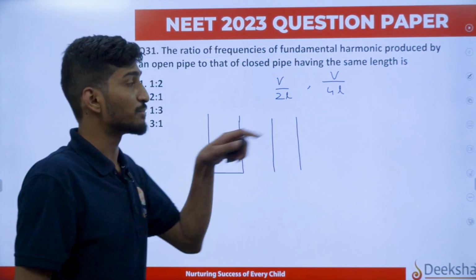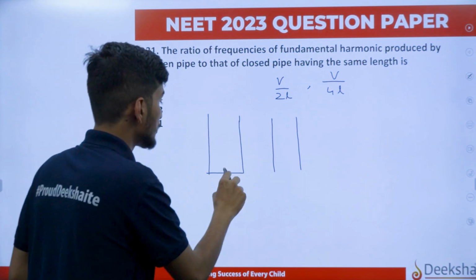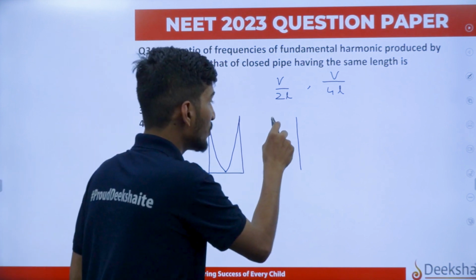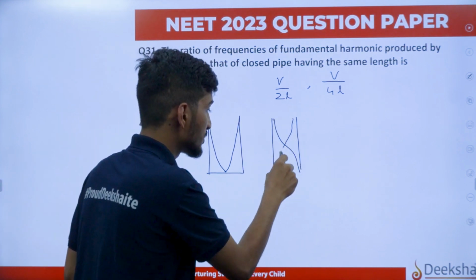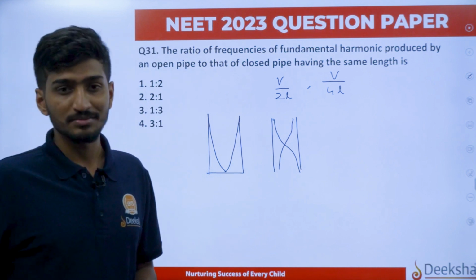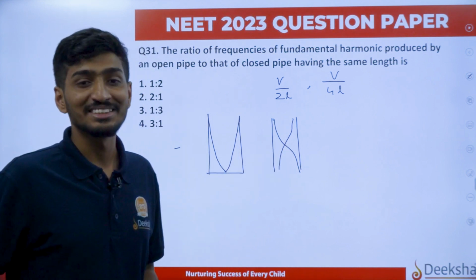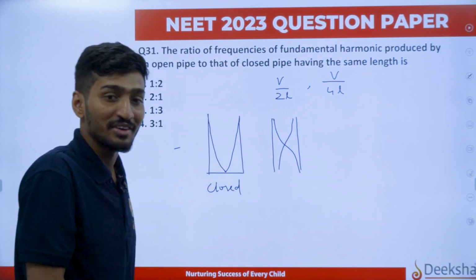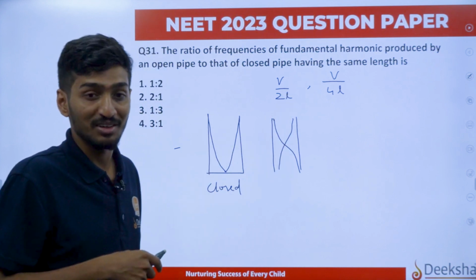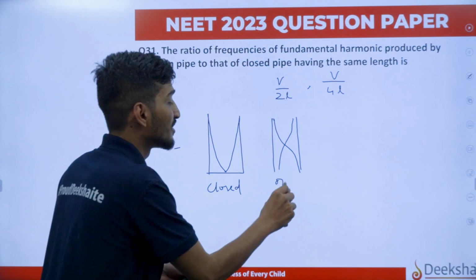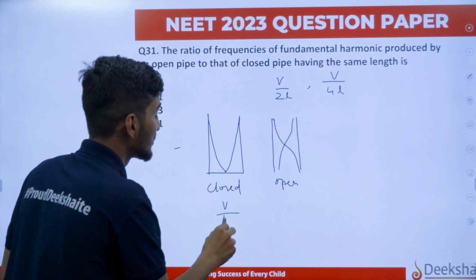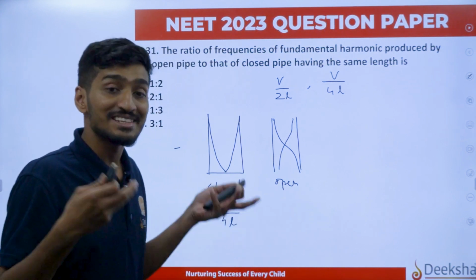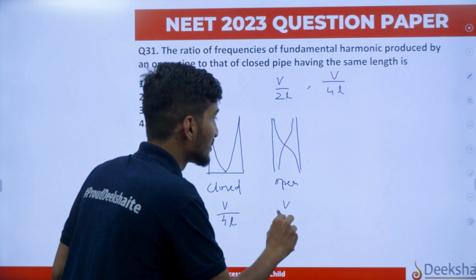Now the closed pipe, when it produces the first harmonic, this is how the wave looks. The standing wave we're talking about looks something like this. And the open pipe, when it produces the same thing, the first wave looks something like this, right? Out of these two, which one has the biggest wavelength? Closed pipe, right? That's only 1/4 of the wave, while this is 1/2 of the wave being covered here. So closed pipe has more wavelength, so it should have smaller frequency. Open pipe has less wavelength, so it should have more frequency.